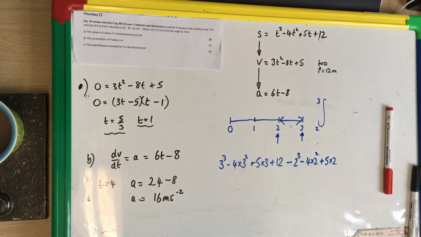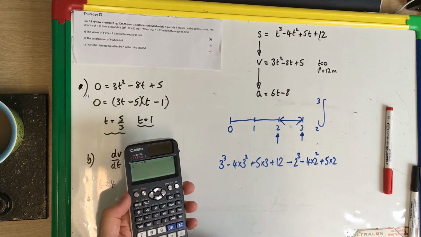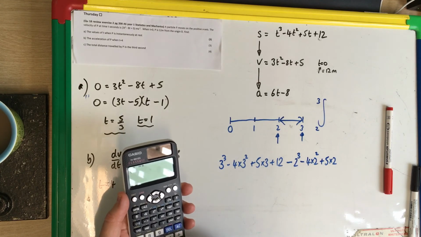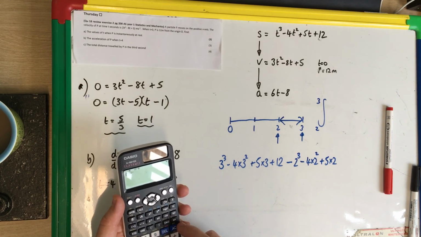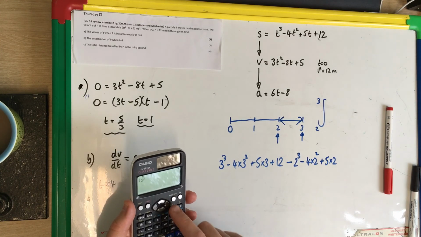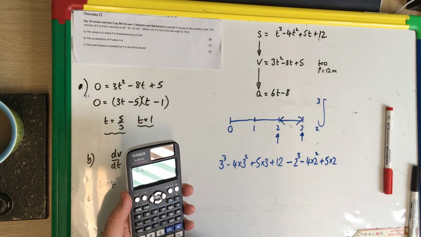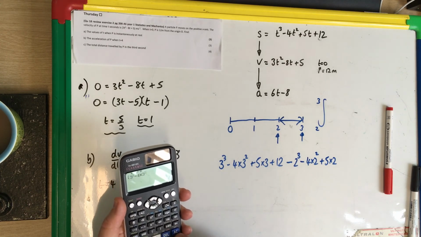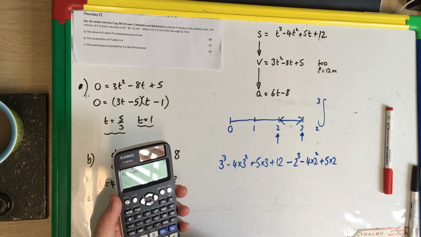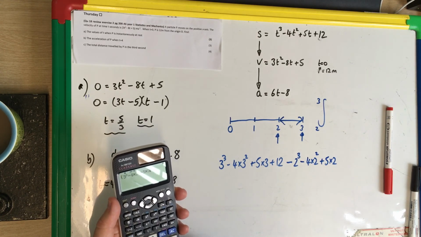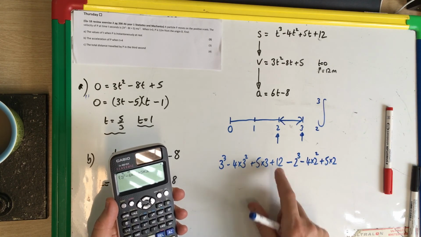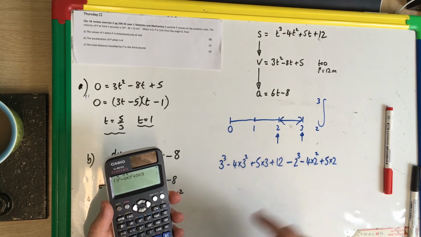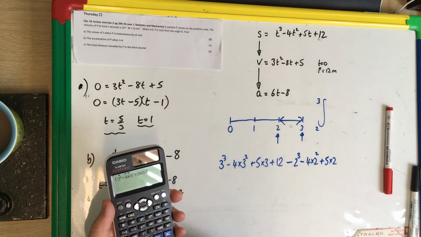You can do this all in one go on your calculator, and that's what I'm going to do. So I'm going to go 3 cubed minus, whoops, I'm going to regret doing this all in one go, because it's 3 cubed minus 4 times 3 squared plus 5 times 3. I'm not going to put the plus 12 on, because I'm taking the whole lot away, and I'd put a plus 12 on the end of this, so I don't actually need that on.